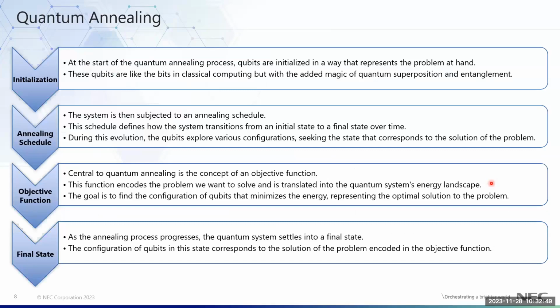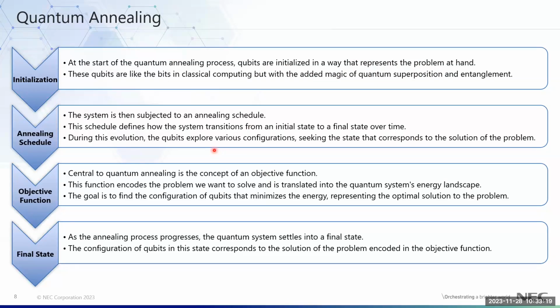So how does this take place? The first step is initialization. At the start of the quantum annealing process, the qubits we spoke about are initialized in a way that represents the problem at hand. These qubits are like bits in classical computing, but with the added magic of quantum superposition and entanglement that we spoke about. So that's the first step. You have to initialize those qubits in a way that will help you solve your problem.